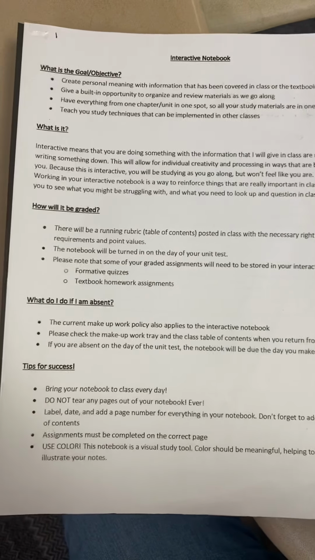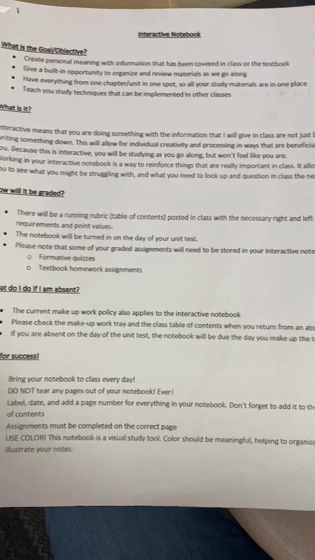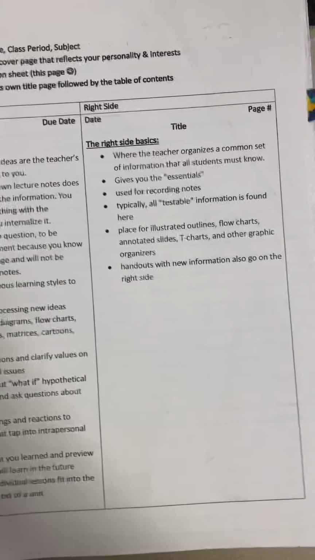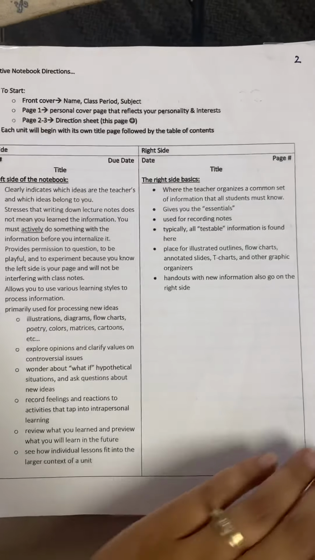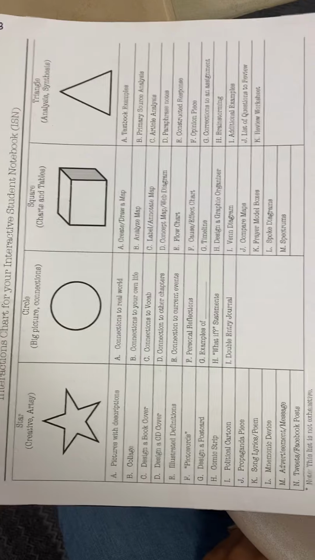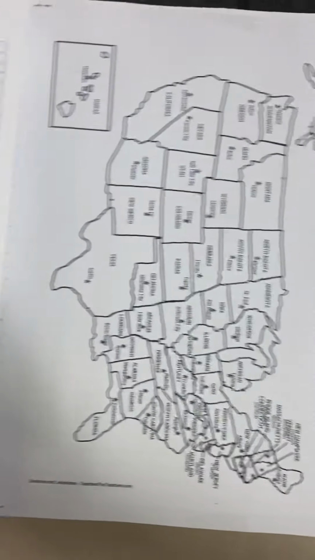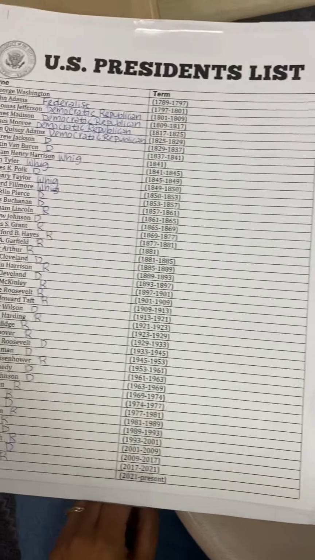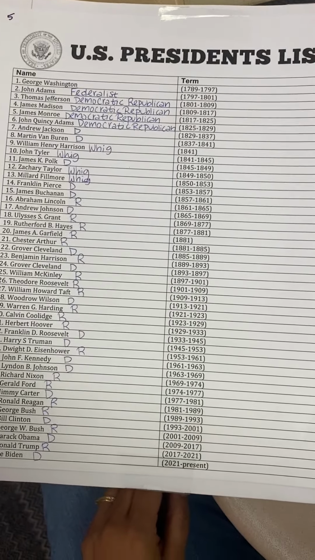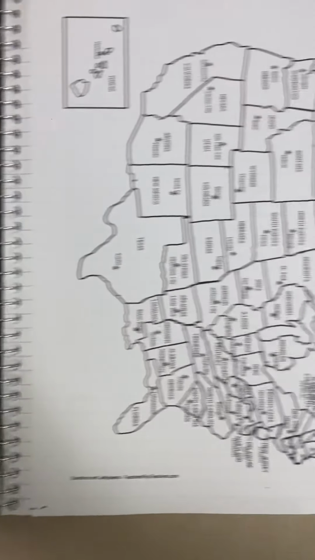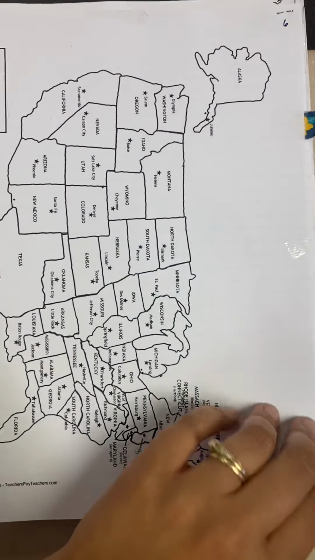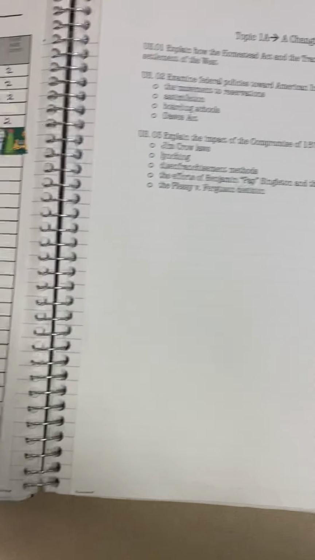So this starts page 1, our goals and objectives. And then over here on the right is page 2, our directions for the notebook. On page 3 on the left, you have your interaction chart. And on page 4, you have your historical reading skills chart on the right. On page 5 on the left, you have your U.S. president list. And on the right, on page 6, you have your map of the United States. All right, so that is the reference section.